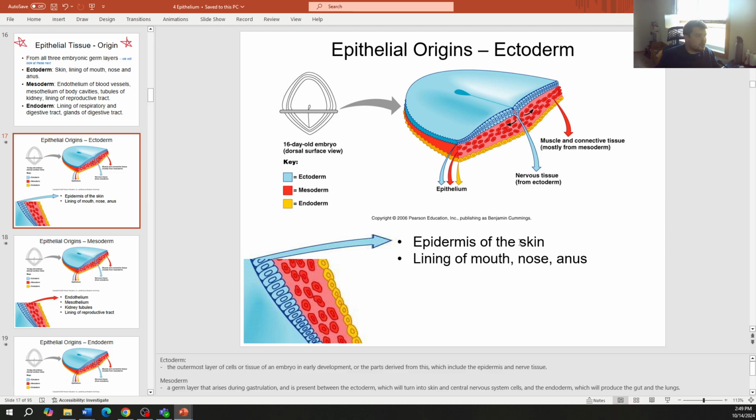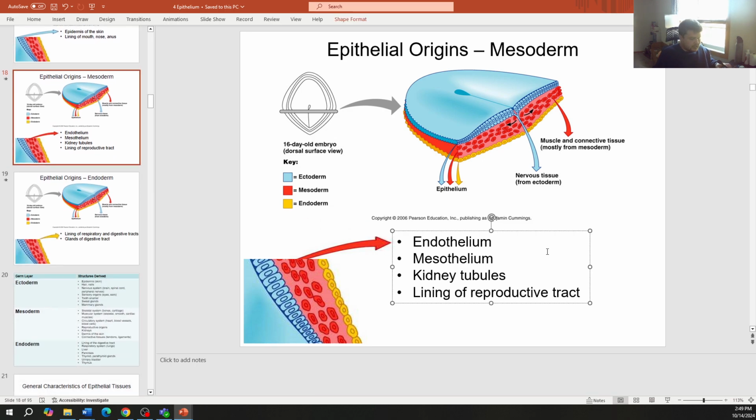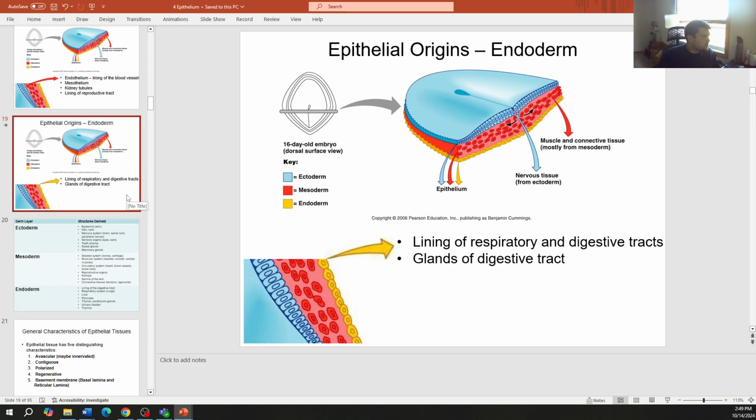So ectoderm is the skin and the lining of the mouth, nose, and the anus. Mesoderm is endothelium. That is the lining of the blood vessels. You have mesothelium, kidney tubules, and then the reproductive tract. Perfect. Plug these into Quizlet. And then the endoderm, we have the lining of the respiratory and digestive tracts and glands of the digestive tract as well.